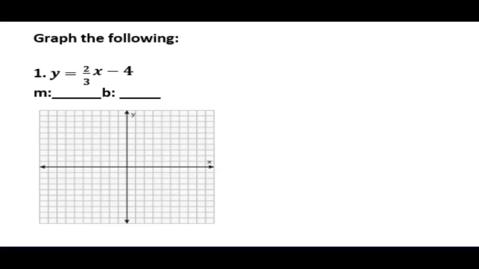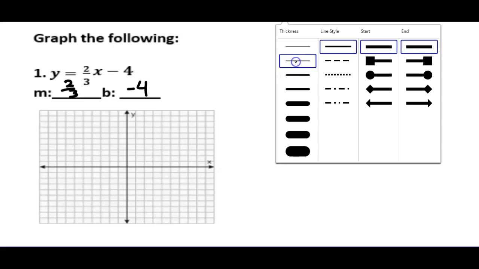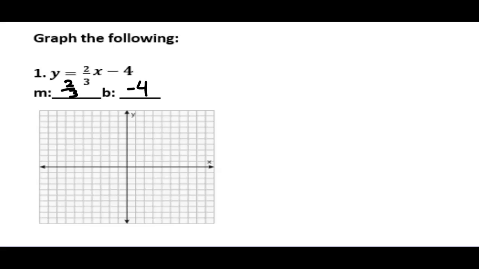Okay, so let's look at this line. My m is 2/3. My b is -4. Fantastic. Where do I start? I start with my b. Okay? So I'm going to start at -4. Go down 4. 1, 2, 3, 4. Why am I going down 4? Because of that negative sign. So down 4 on the y-axis. Super important.